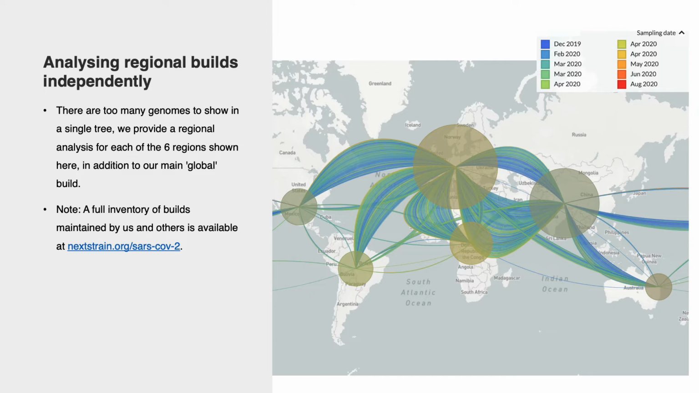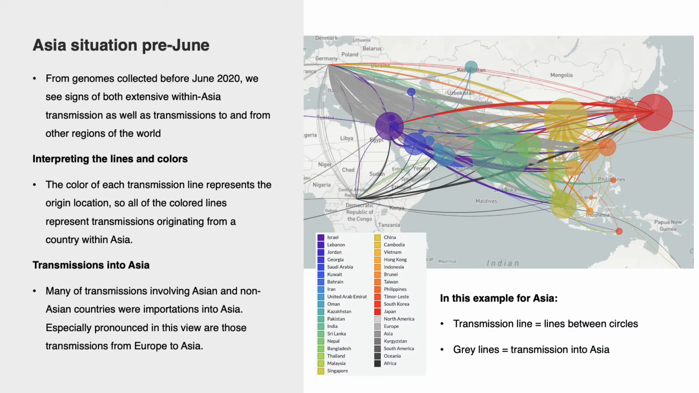If we examine the situation in Asia from genomes collected before June 2020, we see signs of both extensive within-Asia transmission as well as transmission to and from other regions of the world. Here, only countries in Asia have been colored, with the other regions represented by shades of gray. The color of each transmission line, the lines between the circles, represents the origin location, so all of the colored lines represent transmission originating from a country within Asia, in this example.